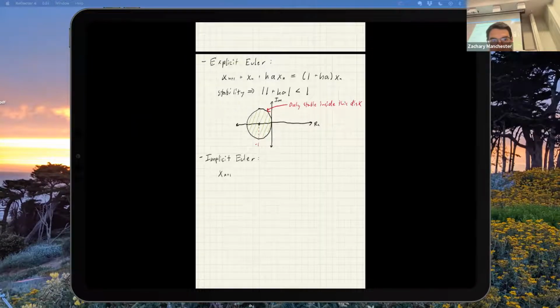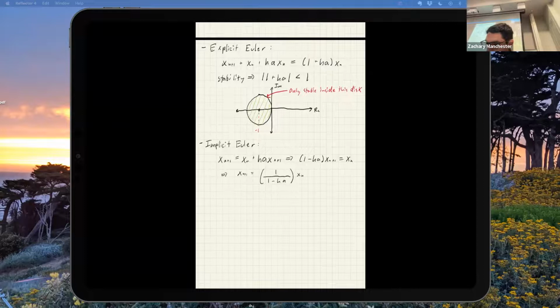So that one is the same thing, except we evaluate f at xk plus 1, right, at the future time. And that's why it's an implicit thing that needs a root find. But that looks like this. So if I rewrite this one slightly, I'm going to get (1 minus HA) xk plus 1 equals xk, right? Moving stuff over. And now I can do some more massaging of this and get xk plus 1 equals 1 over (1 minus HA) times xk.